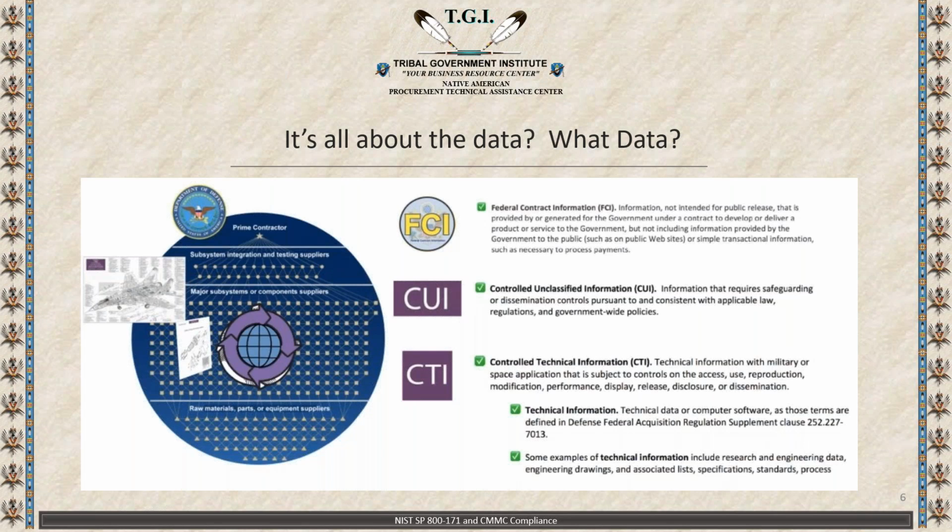Controlled Technical Information has a few key things. It's technical information with a military or space application that is not publicly available, and it's focused on things like testing, engineering data, specifications, standards, manufacturing processes, assembly and usage manuals. All these things would fall under the Controlled Technical Information category.